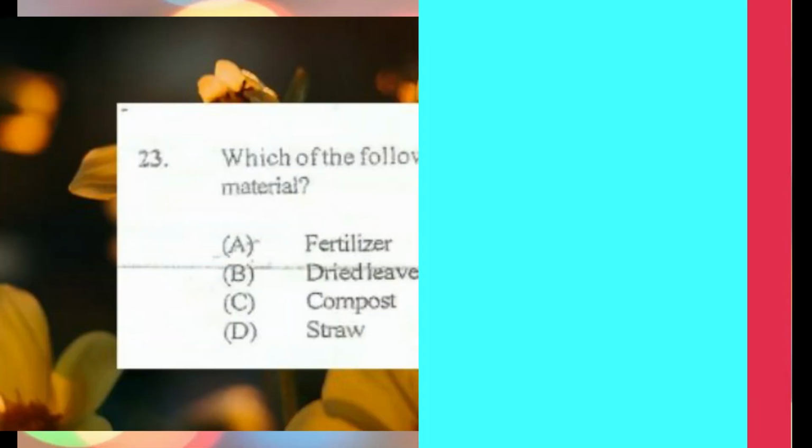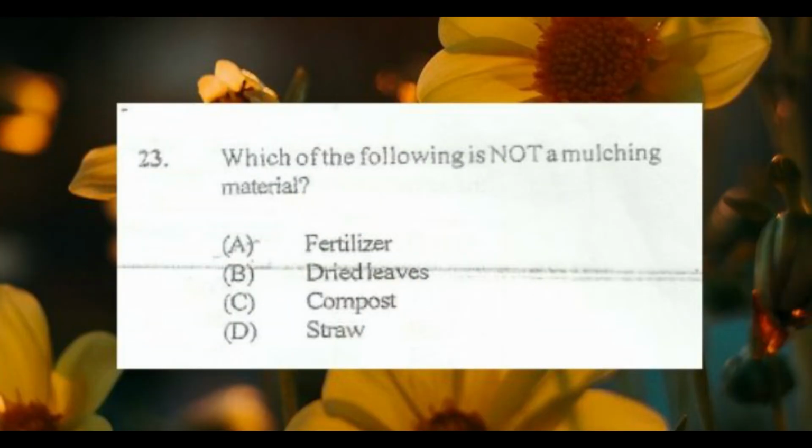Number 23. Which of the following is not a mulching material? A. fertilizer. B. dry leaves. C. compost. D. straw. The answer is A. fertilizer. A mulching material can be inorganic and organic, and also it is used to cover the soil completely.